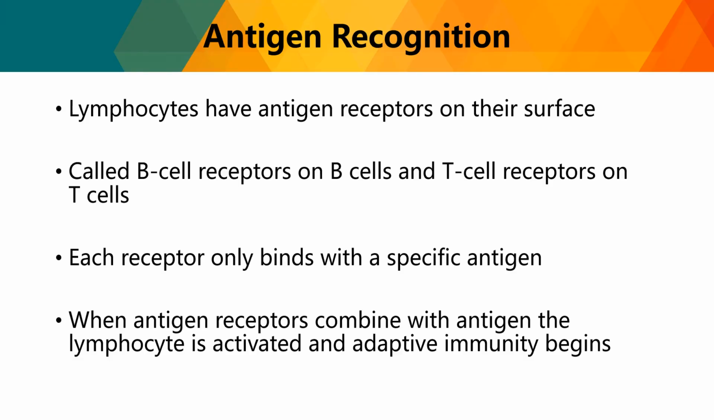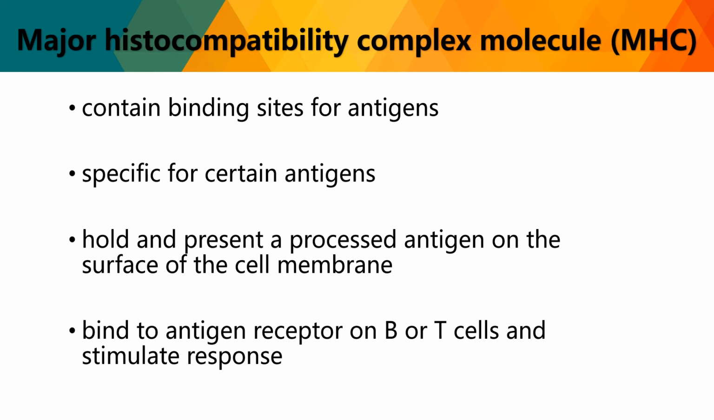So next, let's tackle antigen recognition. Lymphocytes have cell membrane proteins called antigen receptors on their surfaces. The antigen receptors on the B cells are called B cell receptors, and those on the T cells are called T cell receptors. Each receptor binds with only a specific antigen, and each clone consists of lymphocytes that have identical antigen receptors on their surfaces. So when antigen receptors combine with antigen, the lymphocyte is activated and adaptive immunity begins.